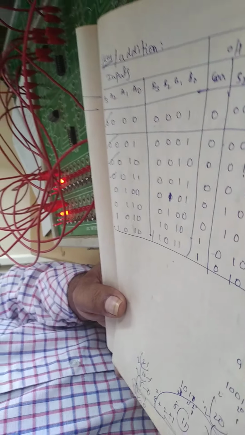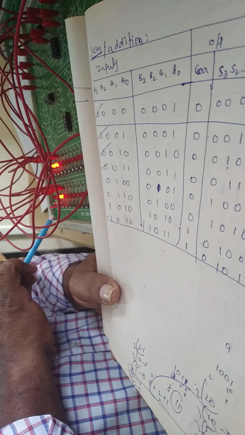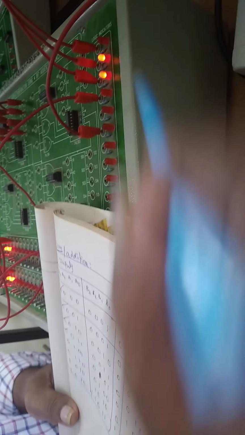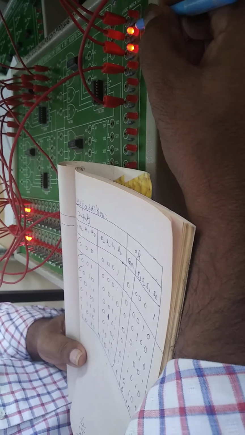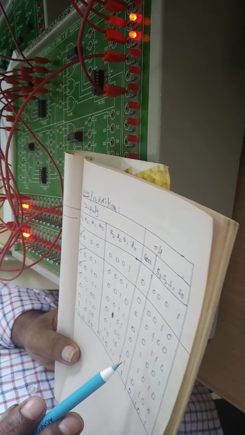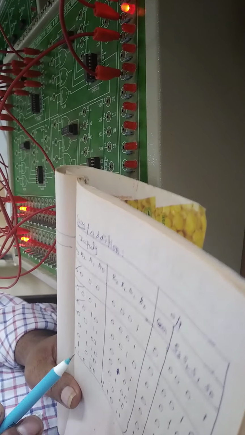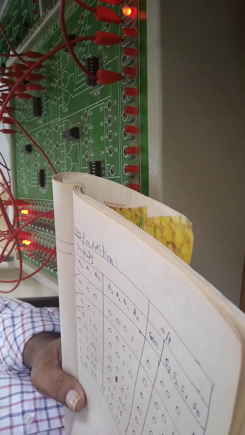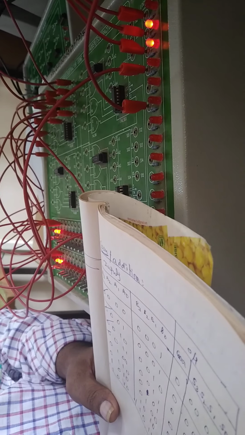So here A0 is 1, A1 is 1, A2 and A3 are 0. Like that, B0 is 1, B1 is 1, B2 and B3 are 0. Okay, so what are the outputs? Here there is no carry. So the output is S0 0, S1 1, S2 1, S3 0. So these are all the inputs, and once A plus B is done, it gives the output.